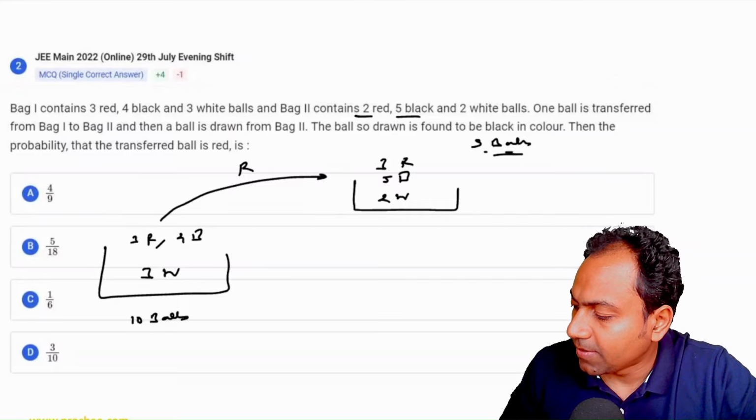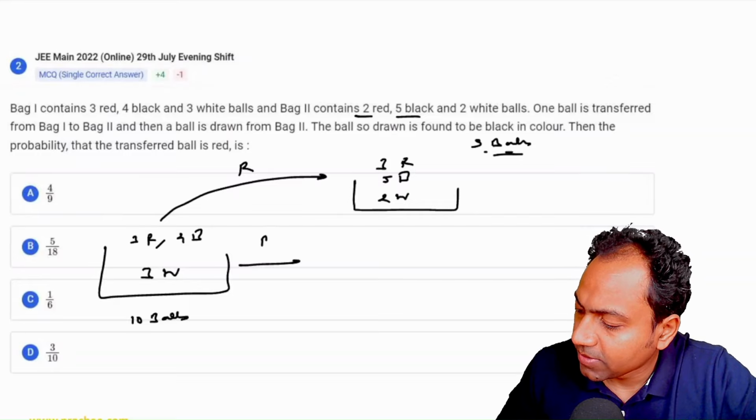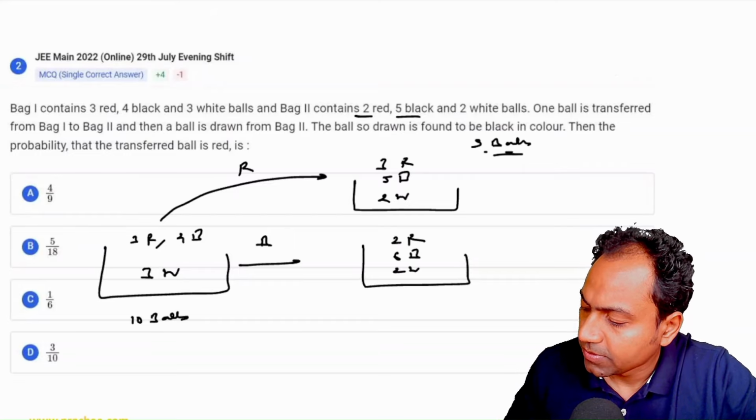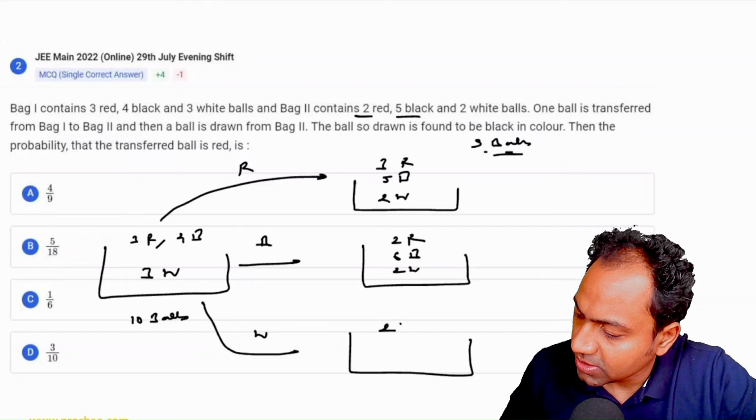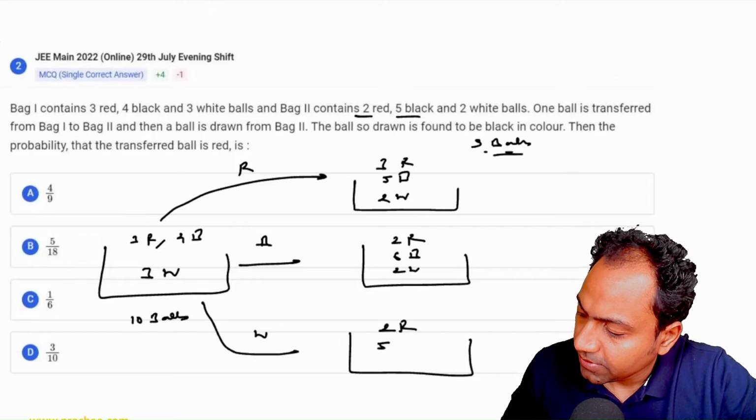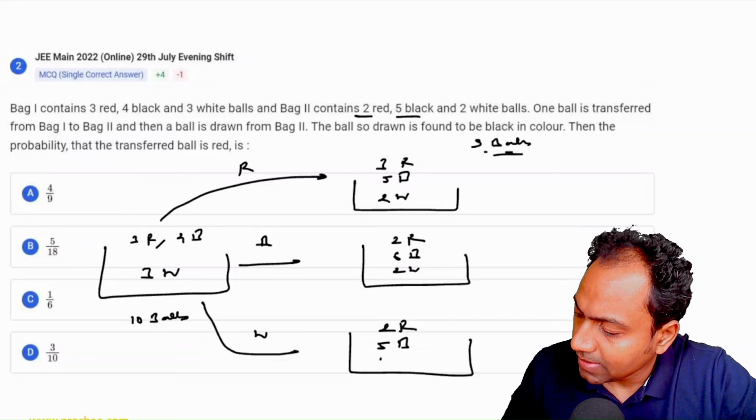Now if I take a ball that is black from here and put into this bag, again the composition will change. This will be 2 red, 6 black and 2 white. Now if I take a ball from this bag that is white in color and put it in this box, again the composition will change. It will be 2 red, 5 black and 3 white.